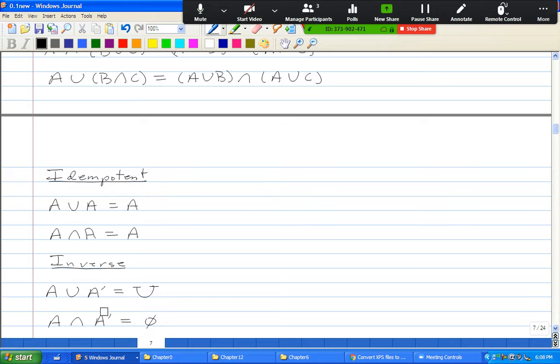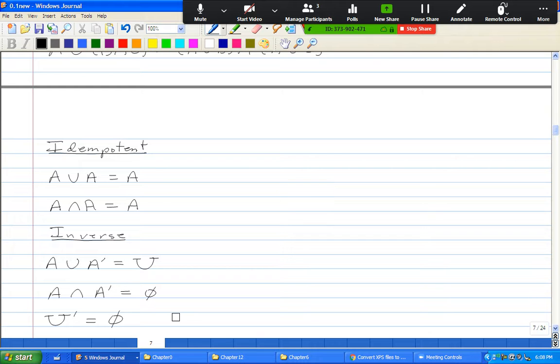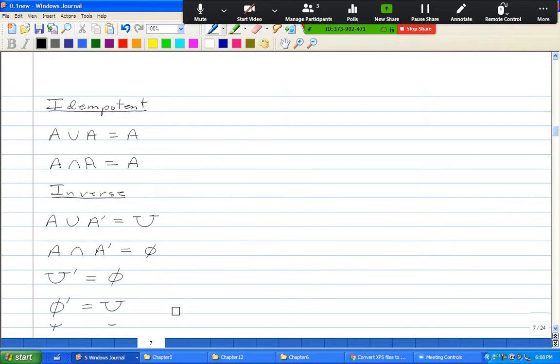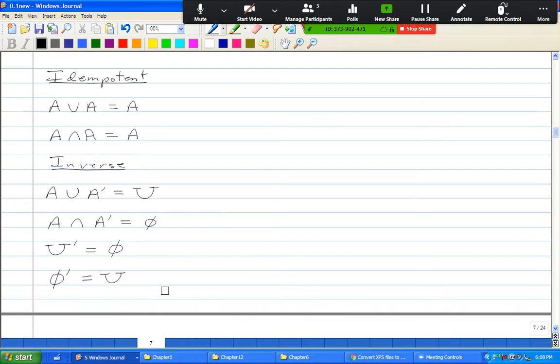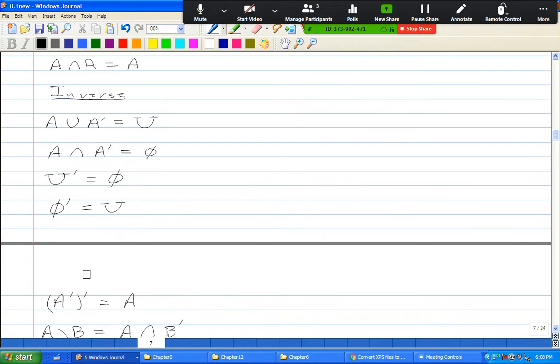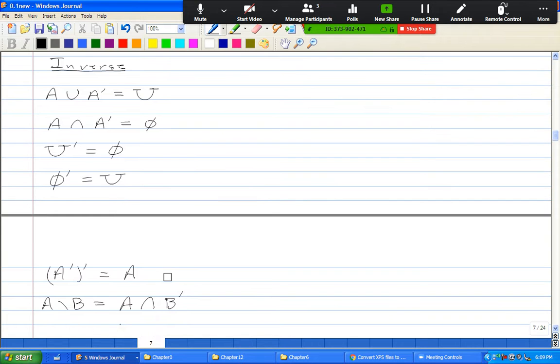A intersect its complement is just the empty set. The complement of the universe is the empty set. The complement of the empty set is the universe. The complement of the complement is the original set. The difference of A and B is just A intersect the complement of B.